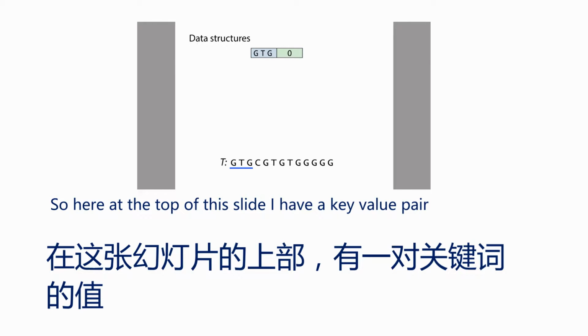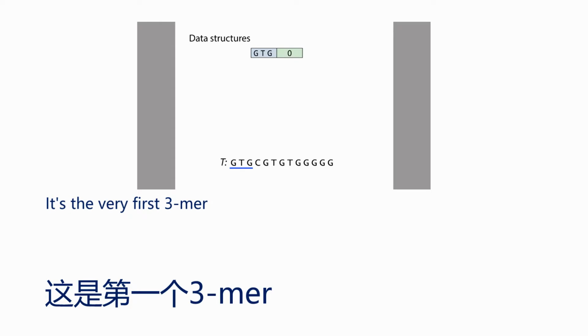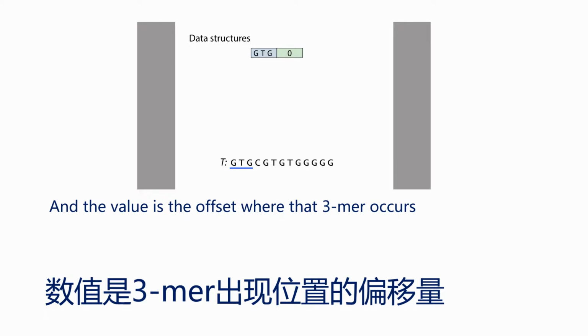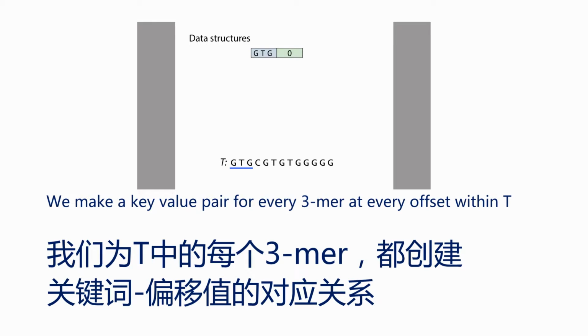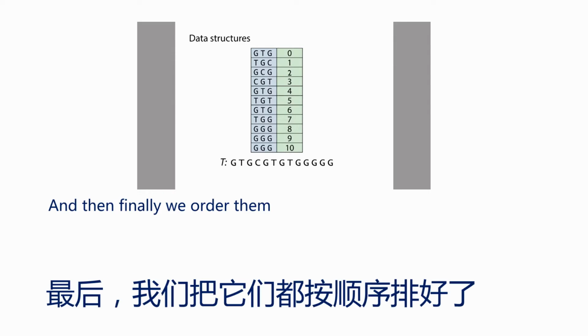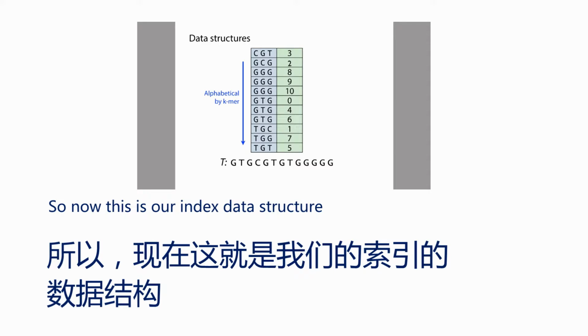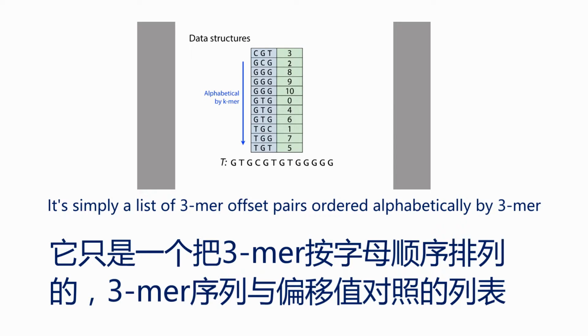So here at the top of this slide, I have a key value pair. The key is a 3-mer from the text T. It's the very first 3-mer. And the value is the offset where that 3-mer occurs. So we make a key value pair for every 3-mer at every offset within T. Here we go. There they all are. And then finally, we order them. We put them in order alphabetically by 3-mer, like this. So now this is our index data structure. It's simply a list of 3-mer offset pairs ordered alphabetically by 3-mer.